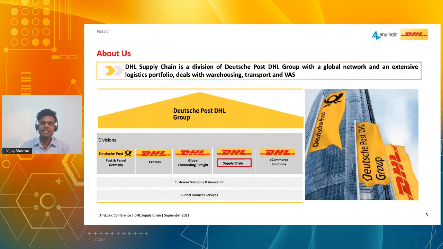So this is the structure of our organization. This is the Deutsche Post DHL group, and its headquarter is in Bonn, Germany, and it has around 570,000 employees across the globe. DPDHL group has these five divisions, and DHL supply chain is one of the divisions of DPDHL group. DHL supply chain deals with warehousing, transportation, and value added services. And I am a part of a dedicated team in DHL supply chain who provides customers this solution through data analytics and simulation.